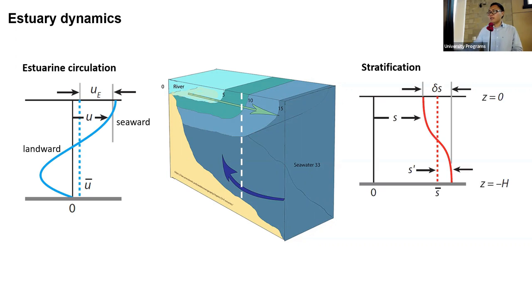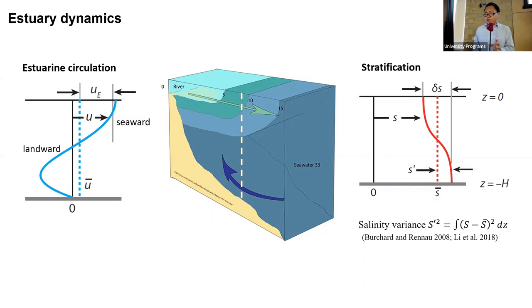That's the flow. Meanwhile, we can also measure the salinity profile. Because of the fresh water at the surface, the surface salinity is always less than the bottom salinity. This salinity difference will cause a density difference, and we name the density difference stratification. Clearly, a larger top-to-bottom salinity difference corresponds to a stronger density difference and stronger stratification. There are multiple ways to measure stratification. One method is called the salinity variance. It is the total square deviation of the salinity profile from the depth-average value. Of course, a larger top-to-bottom difference corresponds to higher salinity variance and stronger stratification.